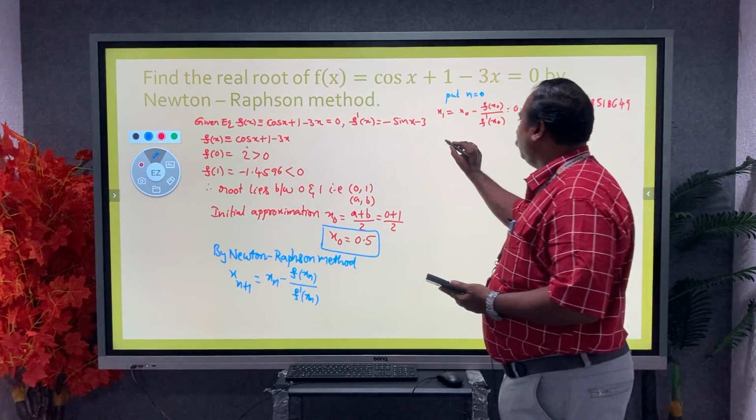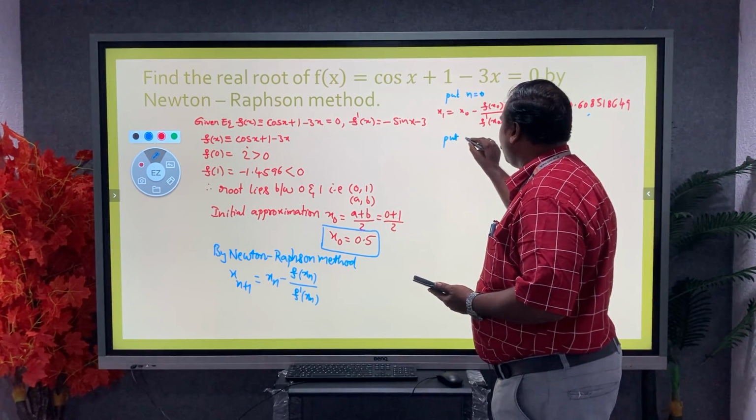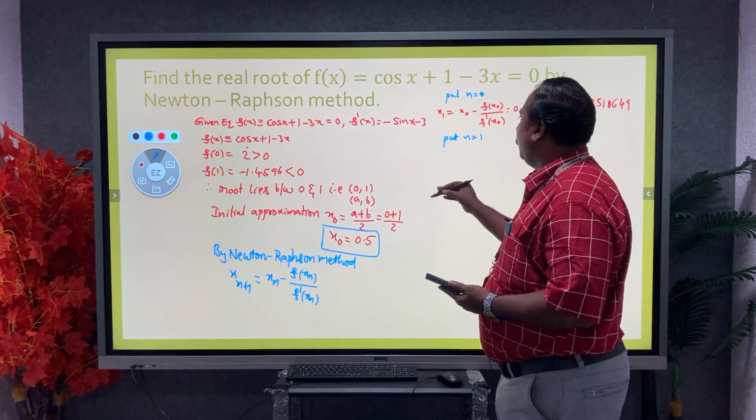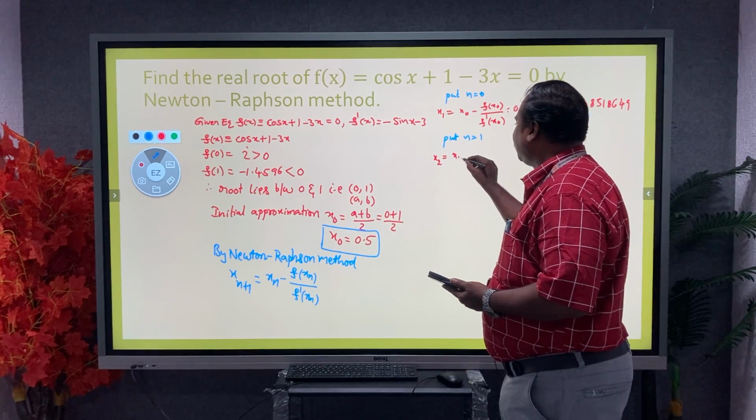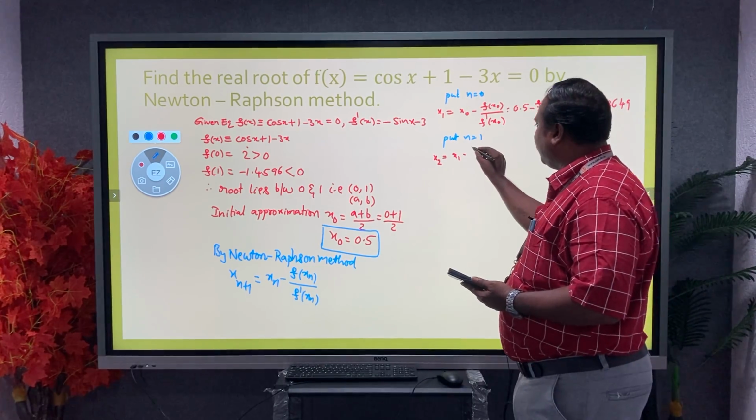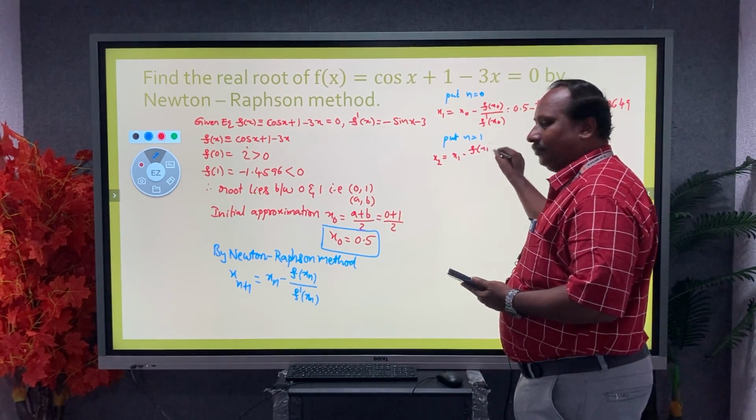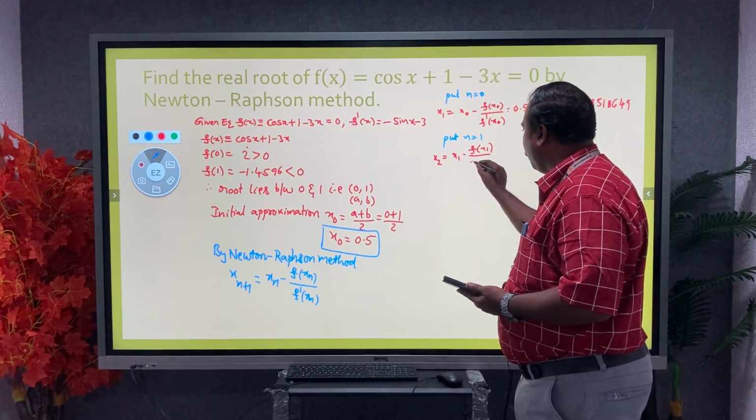Now put n equal to 1. When we put n equal to 1, we get x2 equal to x1 minus f of x1 by f dash of x1.